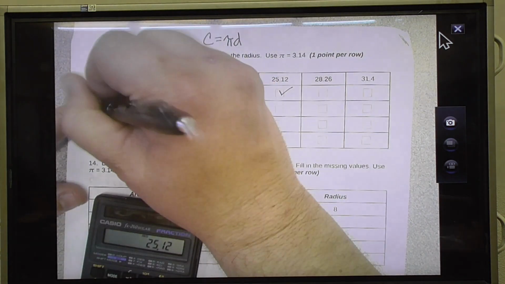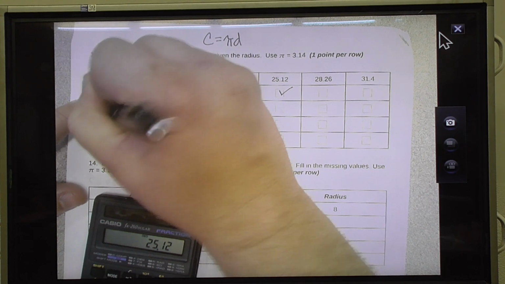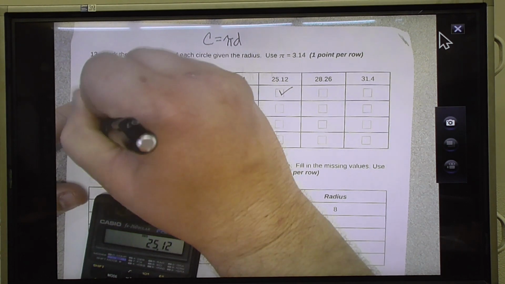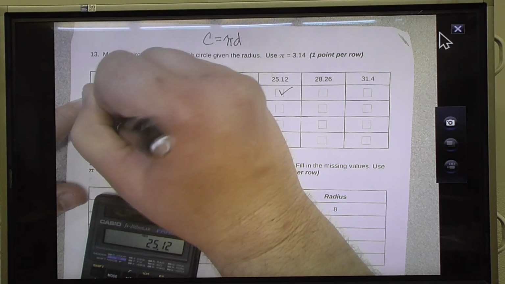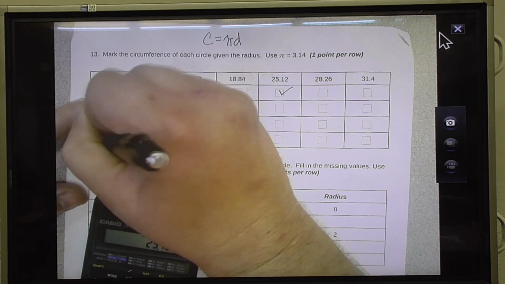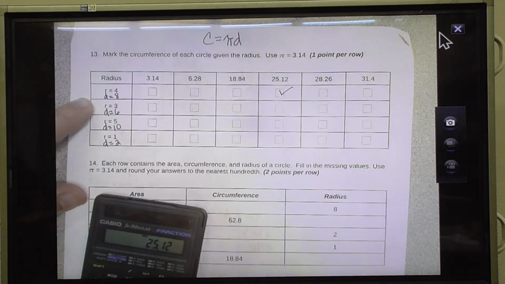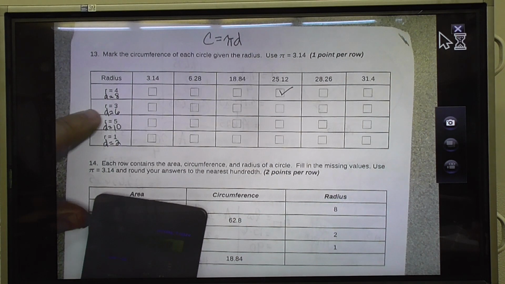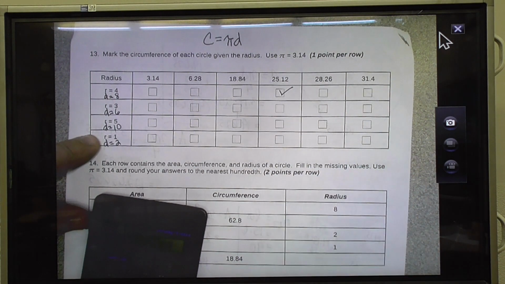If the radius is 3, the diameter is 6. If the radius is 5, the diameter is 10. And if the radius is 1, the diameter is 2. Go through and multiply those diameters times 3.14 and check the right answer.